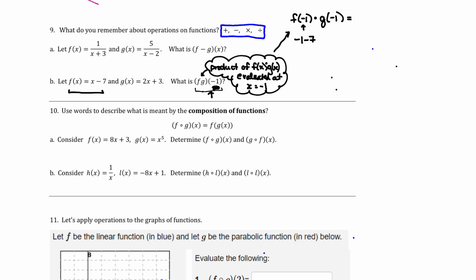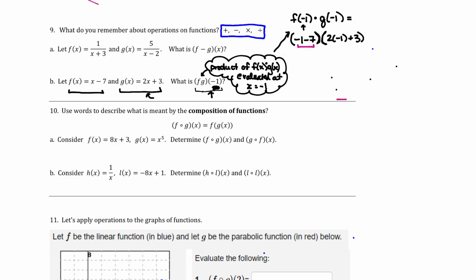And that is going to get multiplied by, and I'm going to use my parentheses because I have a combination of things going on here, quantity. I'm going to multiply that -1 minus 7 by g of -1. And g of -1 simply means I'm going to plug -1 into the function g. So I'm going to take 2 times -1 plus 3. And so now I'm simply going to simplify this down.